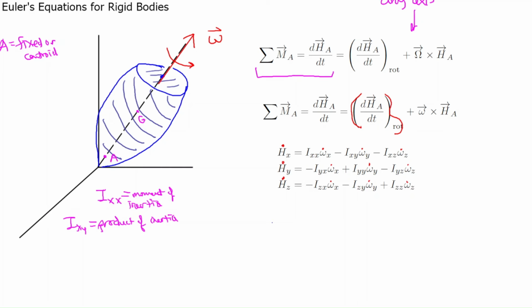Now we can do one more thing to make things a lot simpler, and that is we can choose the coordinate system XYZ that I'm referring to here. We can choose the coordinate system in the rotating frame, which we've discussed. But not only that, we would like to choose that coordinate system so that these are the so-called principal axes.